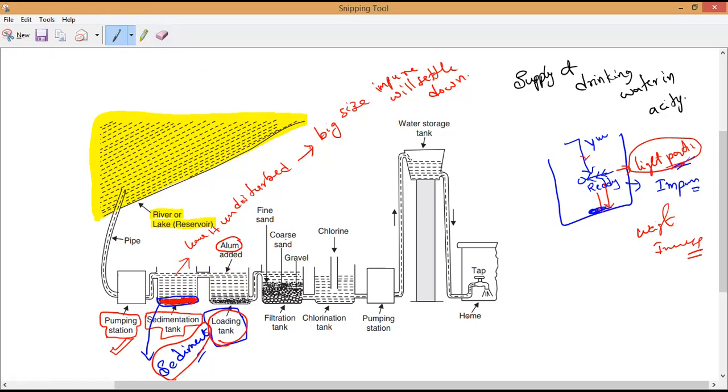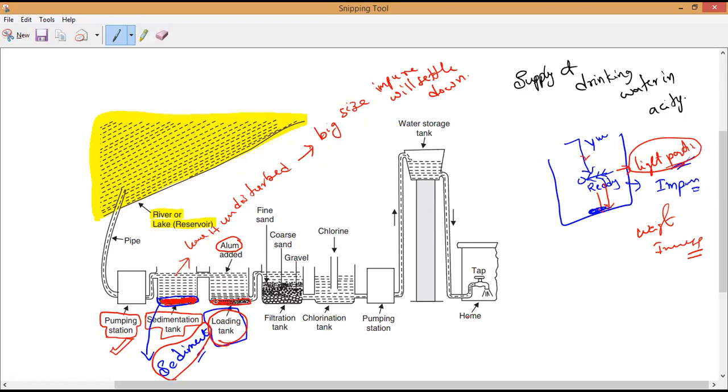What is the chemical name called as? Alum. This alum is a chemical substance that will increase the mass of the impurities and make them join together. All the impurities will join together and they will settle down. Is it okay, everybody? Please respond.